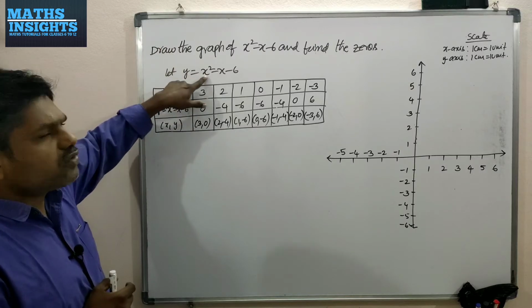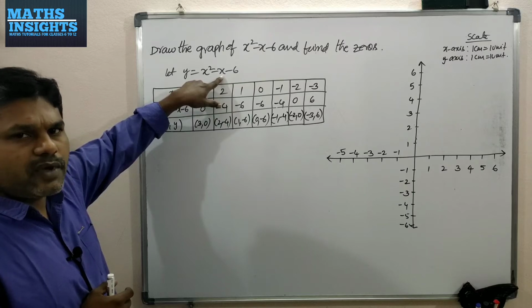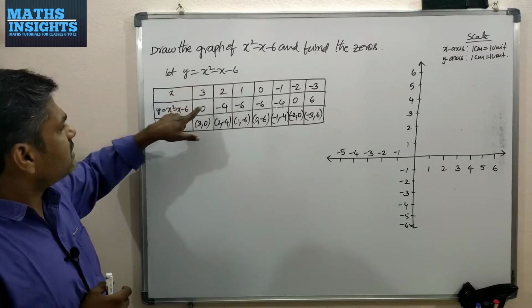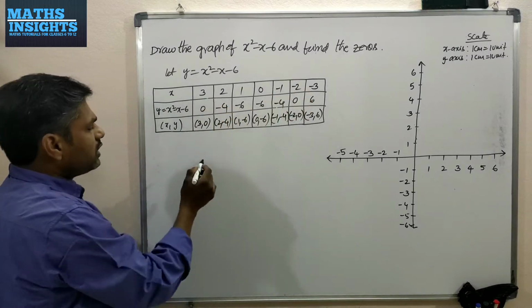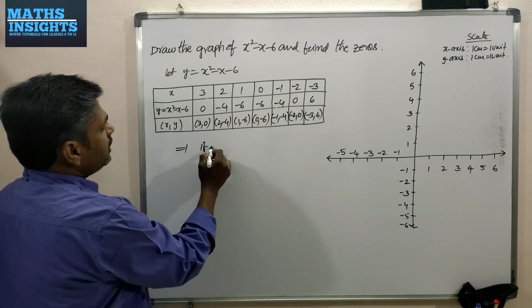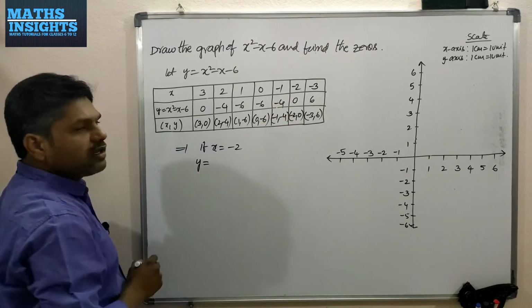See, 3 square 9 minus 3, 9 minus 3 is 6, 6 minus 6 is 0. Similarly, I am taking minus 2. Suppose I am explaining one point. If x is equal to minus 2, suppose, then what is the value of y?